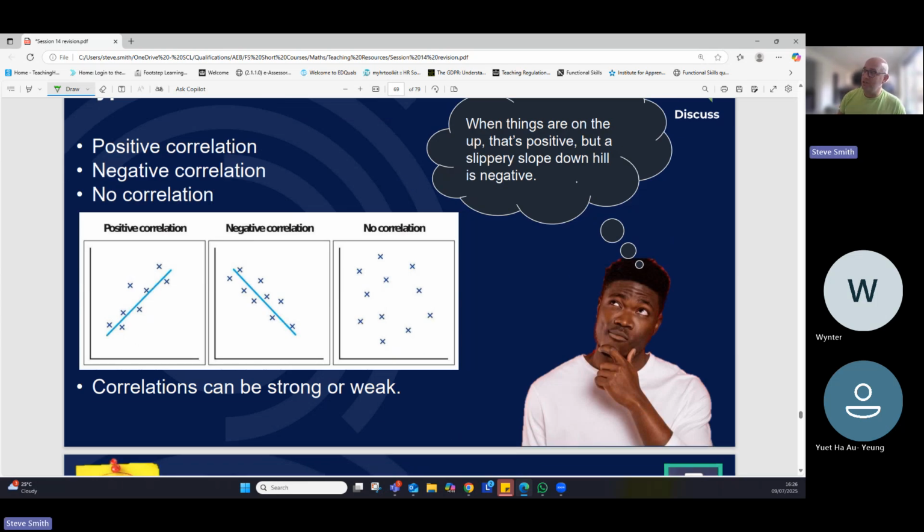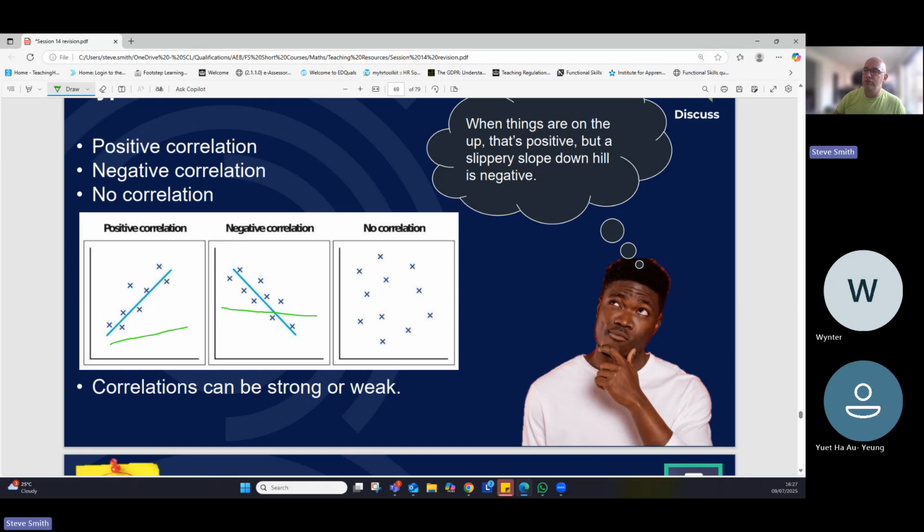Like I just said, slippery slope, things are on the up. And if it's really random, there is no correlation. What it means by a strong or weak correlation depends on the angle of the slope. If it's flat-ish but still going up a little bit from left to right, it's a weaker positive correlation. Likewise, if it's going slightly down from left to right, it's a weaker negative correlation.